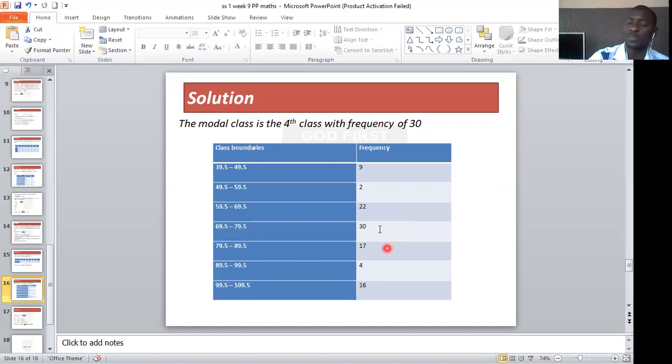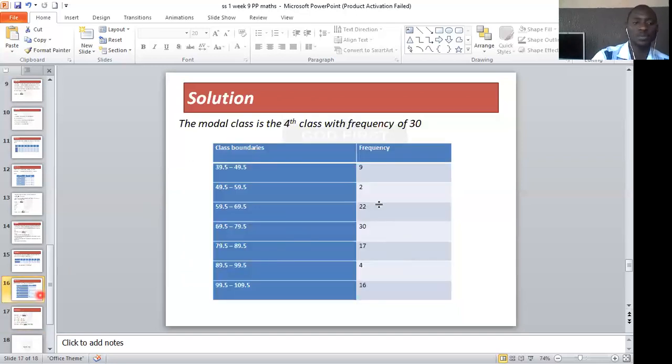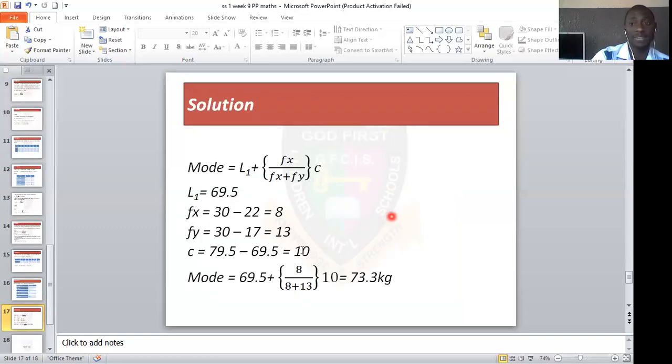Fy is the frequency of the modal class minus the frequency of the class after it, and C is the difference between the interval. So C is 10. That is, the class interval is 10. L1 is 69.5. Fx is 30 minus 22, and Fy is 30 minus 17. So C is 79.5 minus 69.5 to give 10, which is the class interval.